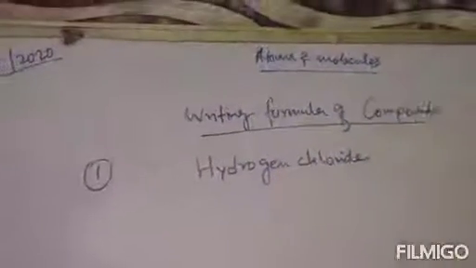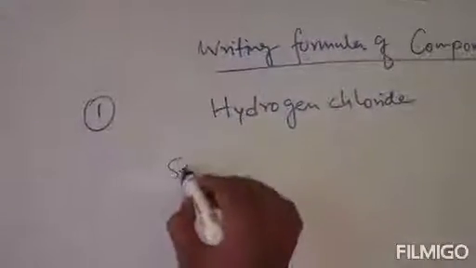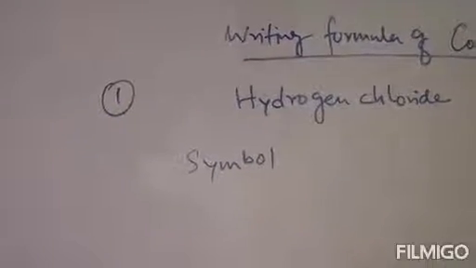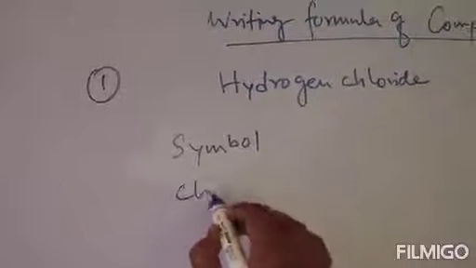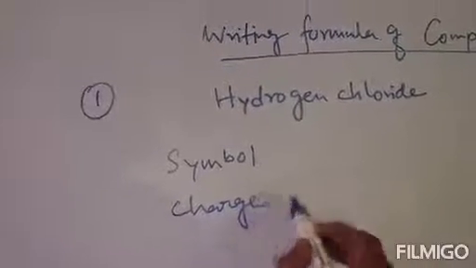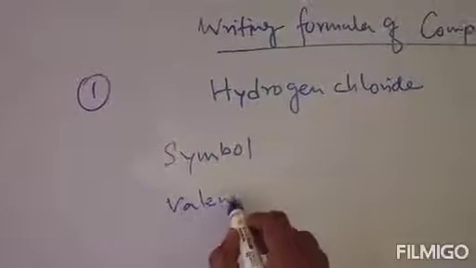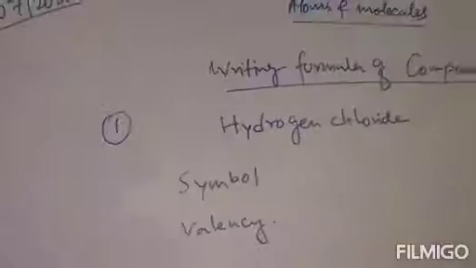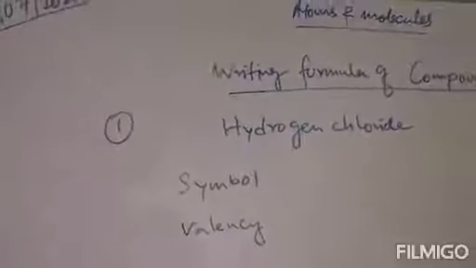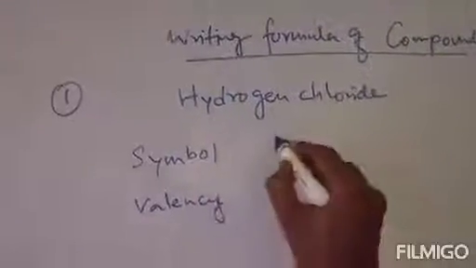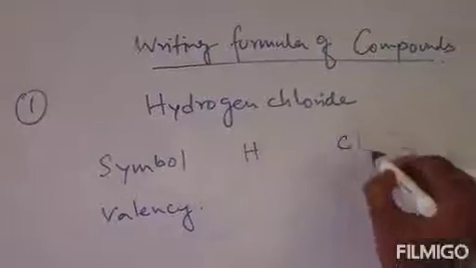So we will first write the symbol and then we will write its charge, or you can write valency also. Clear. Next, hydrogen chloride. So the symbol will be hydrogen and the chloride symbol is Cl.